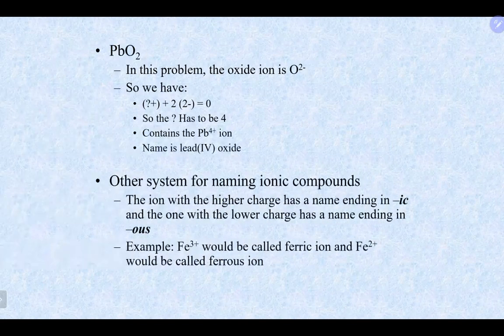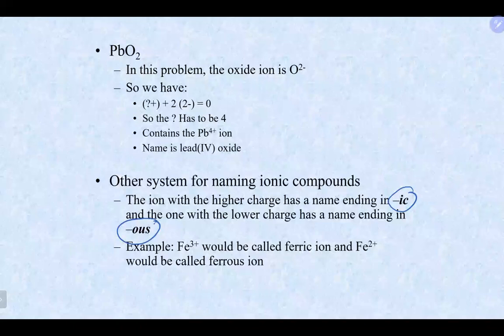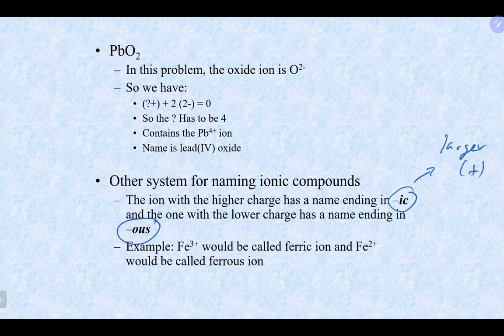So sort of an older way of naming that doesn't use Roman numerals is to use -ic or -ous, and it does use the old-school names for these guys. So ferric or ferrous for iron, cupric or cuprous for copper. Usually the -ic is the larger positive charge when you see that, and the -ous is the lower positive charge. So for example, ferric would be the +3 version of iron, and ferrous would be the +2 version. Cupric would be the +2 version for copper. Cuprous would be the +1 version.